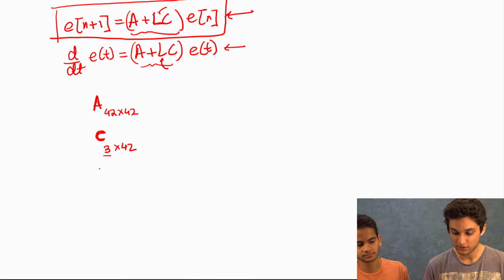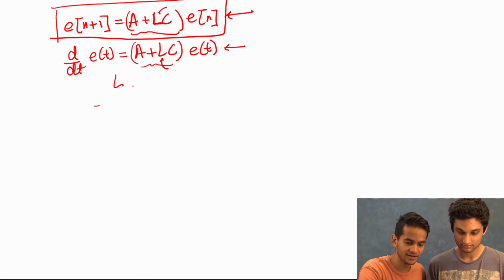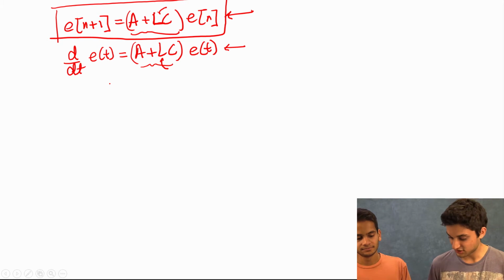Cool. Let's get into a problem. So just to confirm, the L would be, in that case, a 42 by 3 matrix, right? Yeah. Okay. Let's go into a problem.